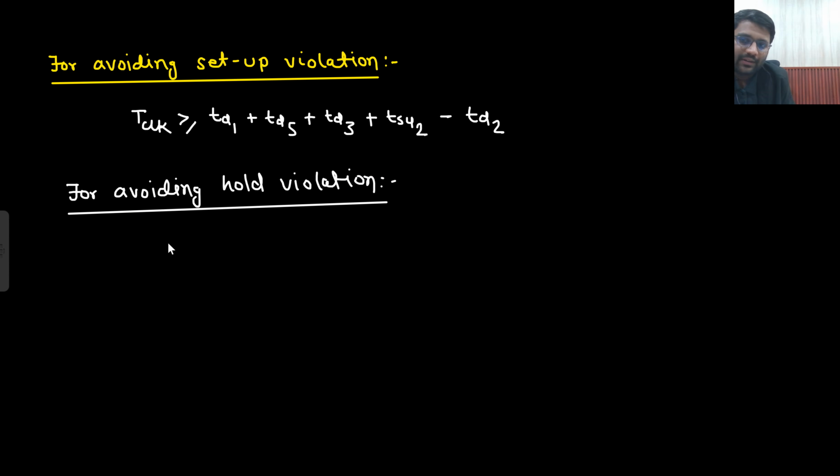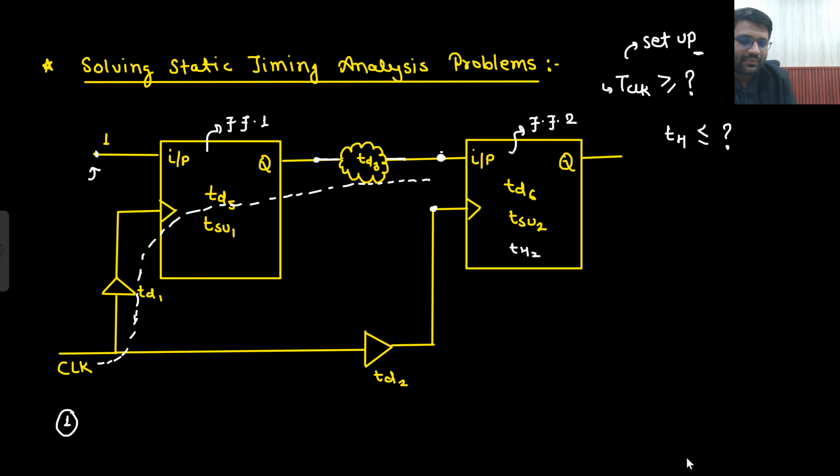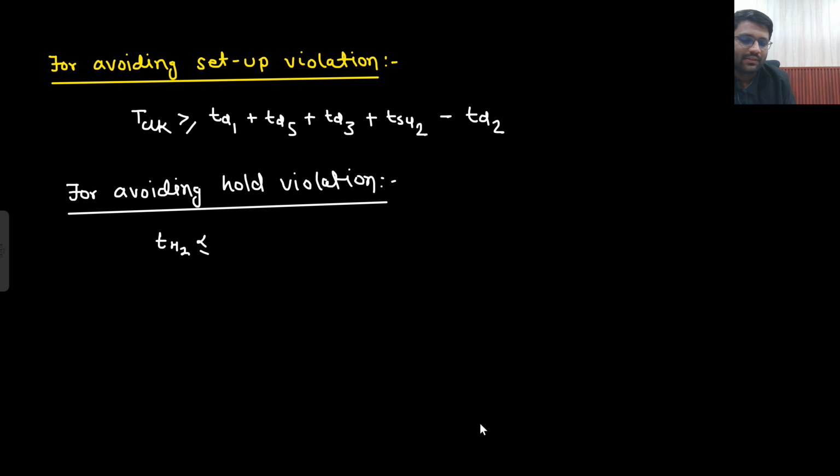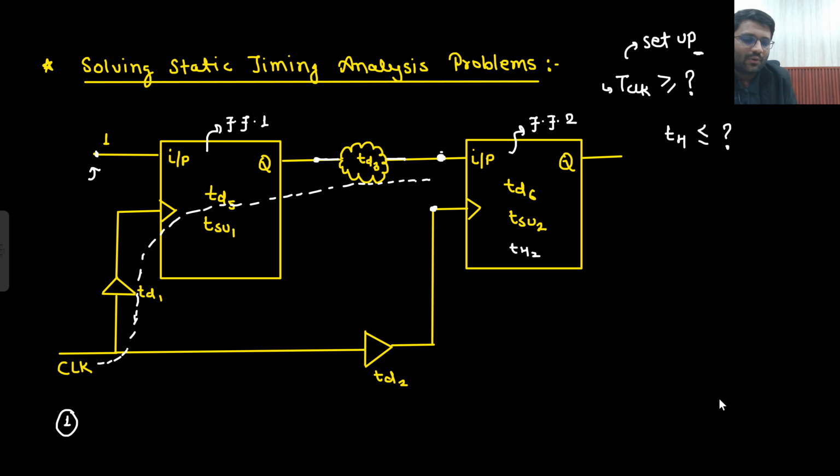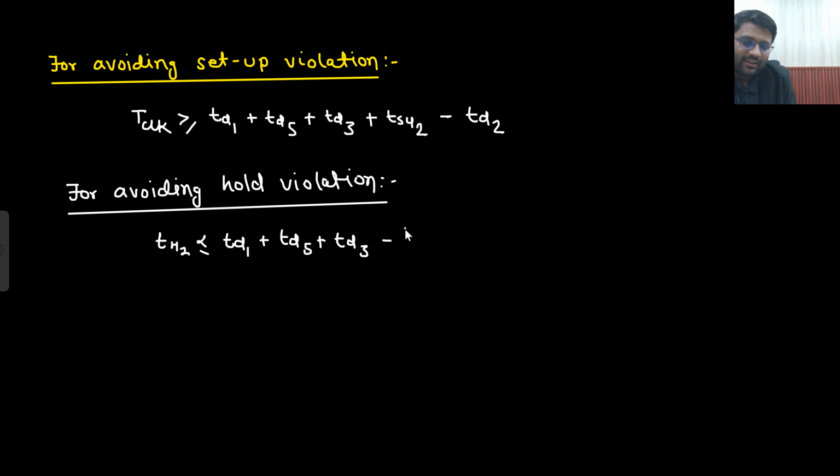So that equation would be that hold time should be less than or equal to, the same equation, just remove this setup time. That's it. Same thing, I need to reach till this point. Now I will not ask the setup time, I will simply subtract this delay. So first TD1 delay I need to go, then TD5 delay, then TD3 delay. Now I have reached here, I will not ask for the setup time, I will simply subtract this delay. That's it. This is the equation.